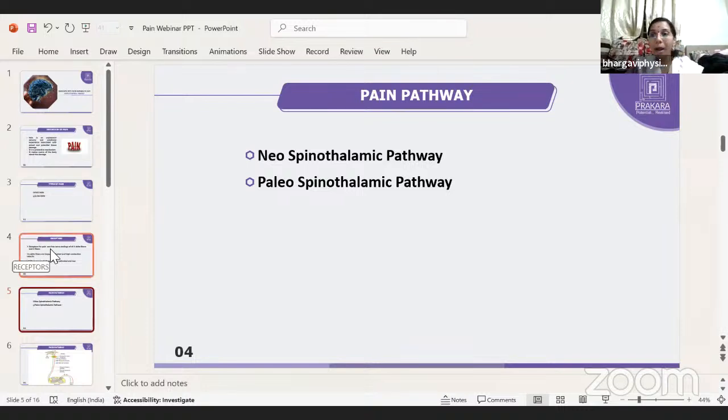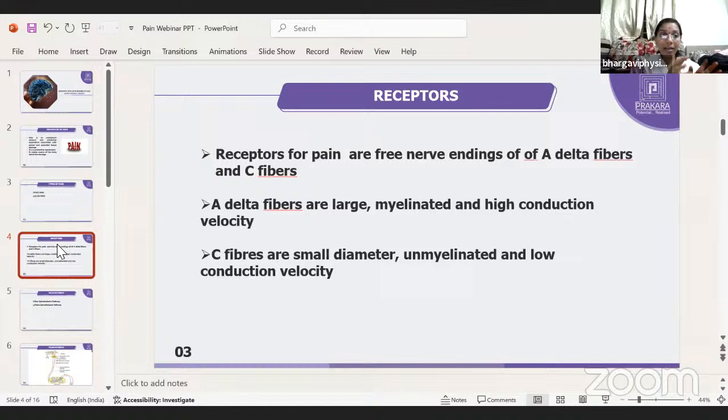When it comes to any pathway, we are going to study the receptors, then the afferent nerve fibers, center, the efferent nerve fibers and the effector organ. So here the receptors are the nociceptors, or the free nerve endings of A delta nerve fibers as well as the C fibers. Free nerve endings of A delta fibers and free nerve endings of C fibers are carrying the pain sensation. A delta nerve fibers carry the fast pain sensation.